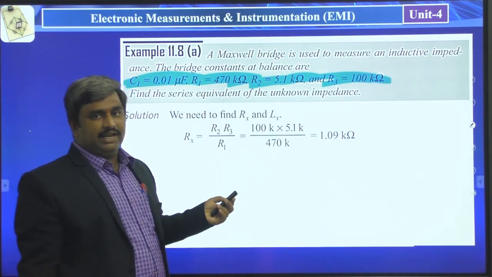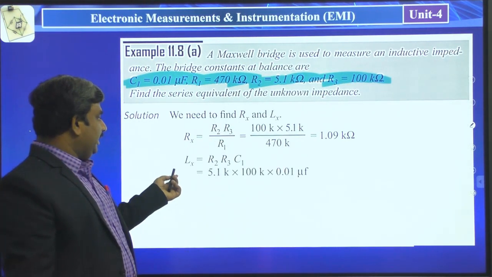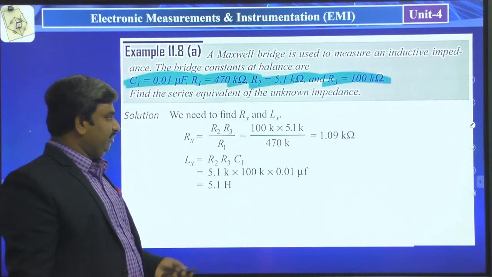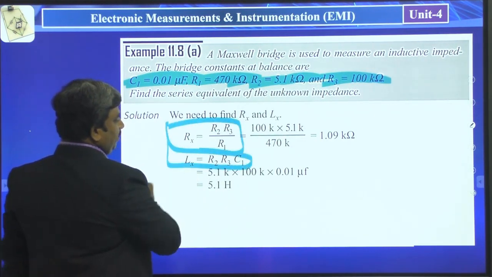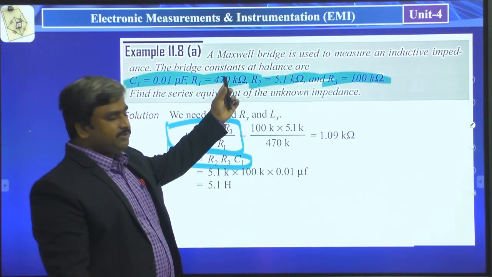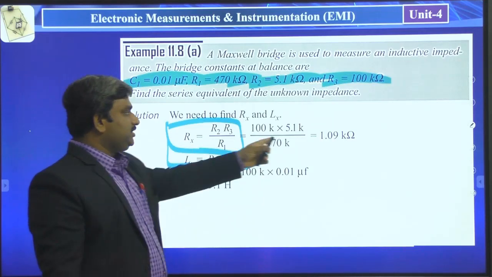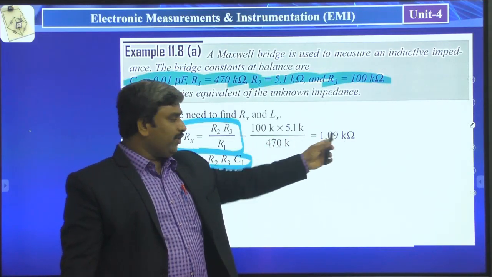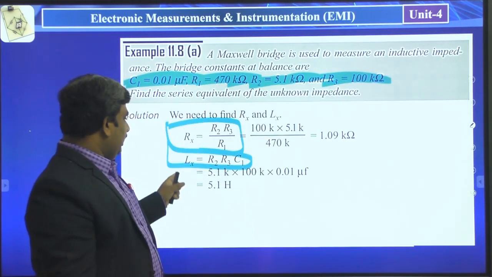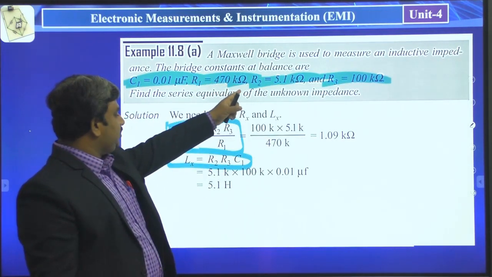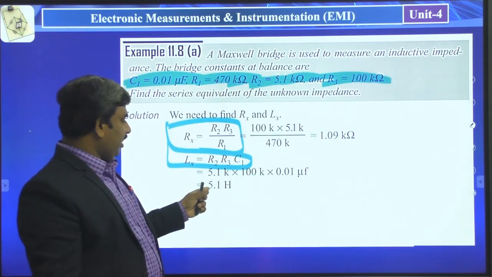We know the Rx and Lx expressions. Rx is equal to R2 R3 by R1, and Lx is equal to R2 R3 C1. These two conditions we have to remember. If you know these two conditions, substitute the given values in the problem and find the values of Rx and Lx. Rx is equal to 1.09 kilo ohms based on the given values, and Lx is computed with the help of R2, R3 and C1.